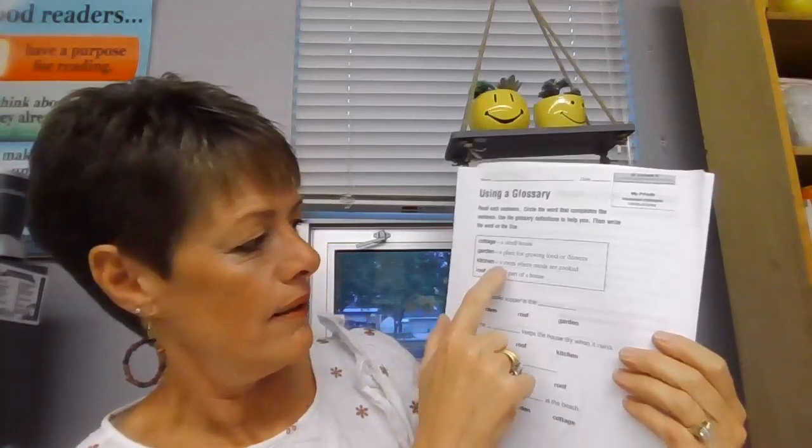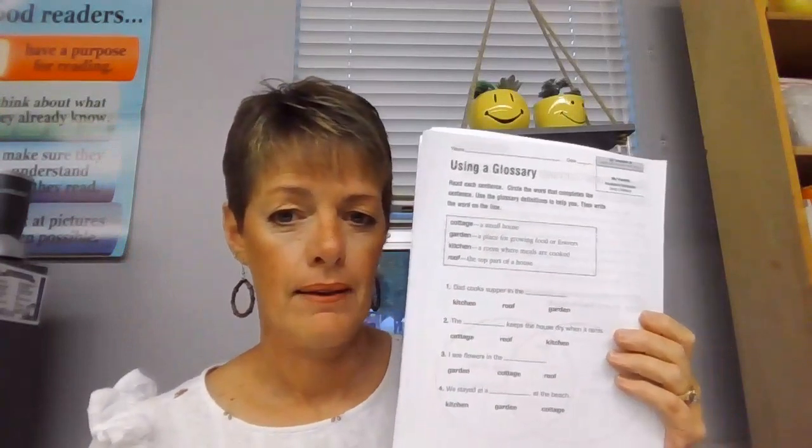Kitchen. I think we know what a kitchen is, but let's read it. A room where meals are cooked. That's what I thought it was. And the last one is roof. Some people say roof. It can be rough or it can be roof, okay? It's the top part of a house. So those are our 4 words.